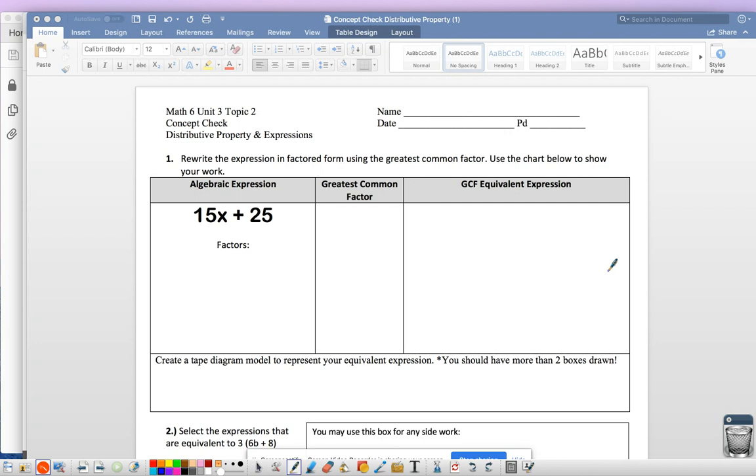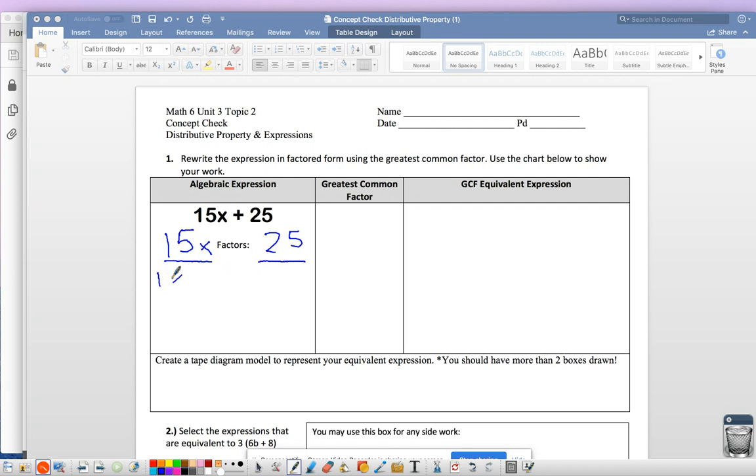Okay, so for number one, it says rewrite the expression in factored form using the greatest common factor, using the chart below to show your work. Okay, so first on the left, we have the algebraic expression. We have 15x plus 25. So we need to find what our factors are. So if you guys remember that, we're going to write 15x, and then we're going to write 25. Remember, we always want to start with 1.